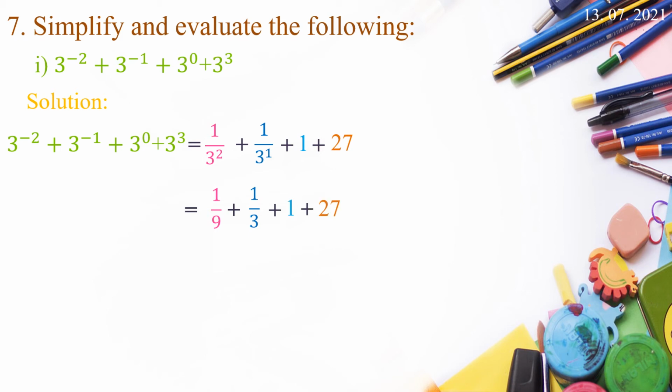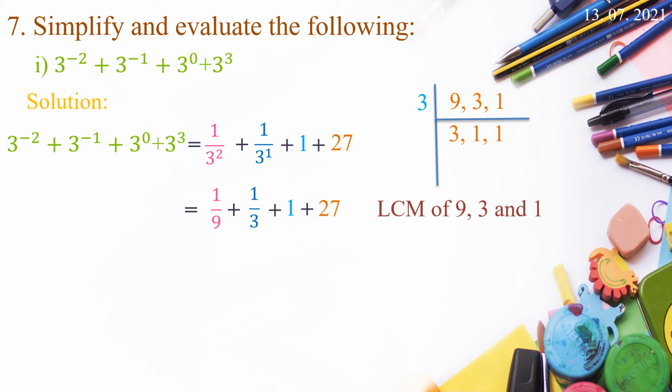We have to find LCM for the denominators. To find the solution, let us find LCM of 9, 3 and 1. 9, 3 and 1 are divided by 3. On dividing by 3, we get 3, 1, 1. Again, we can divide by 3. On dividing, we get 1, 1, 1. So, the LCM is equal to 3 into 3, which is equal to 9.